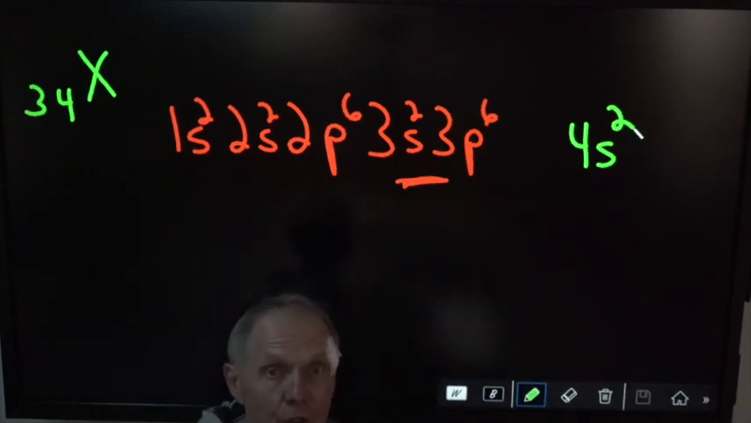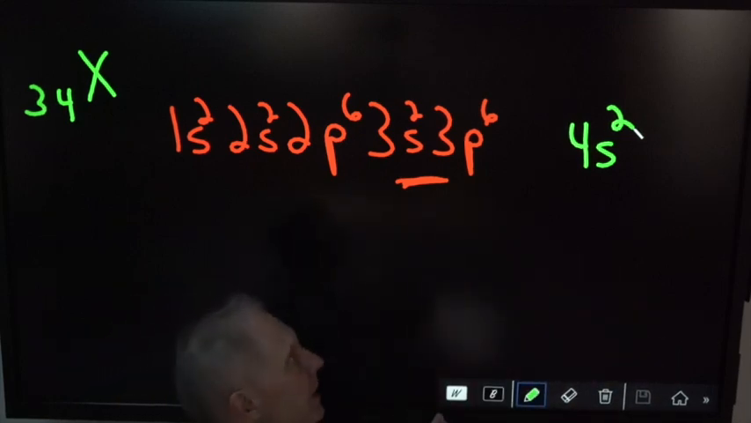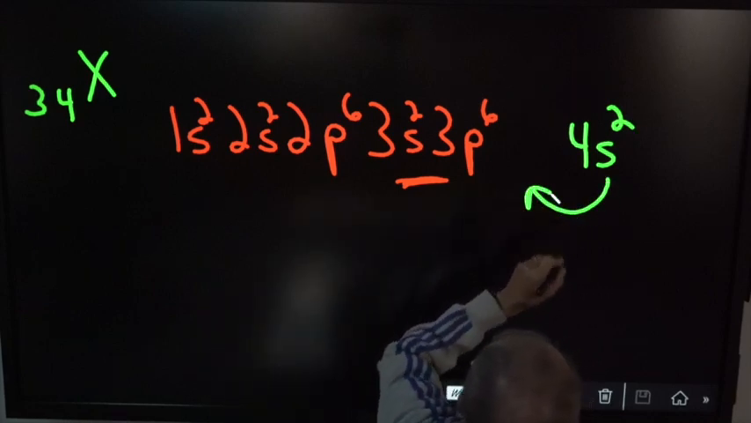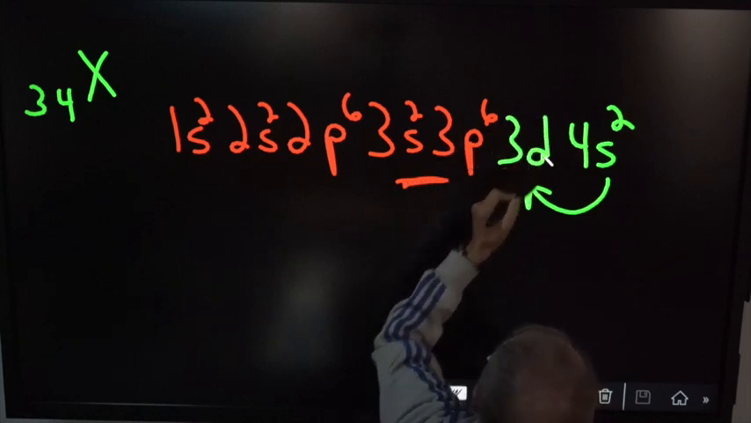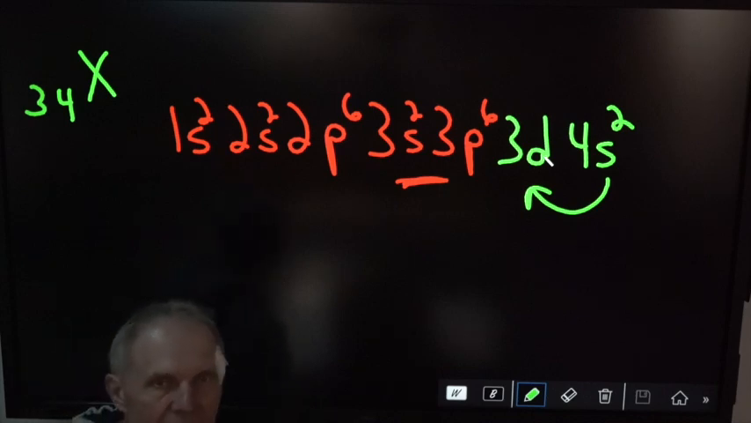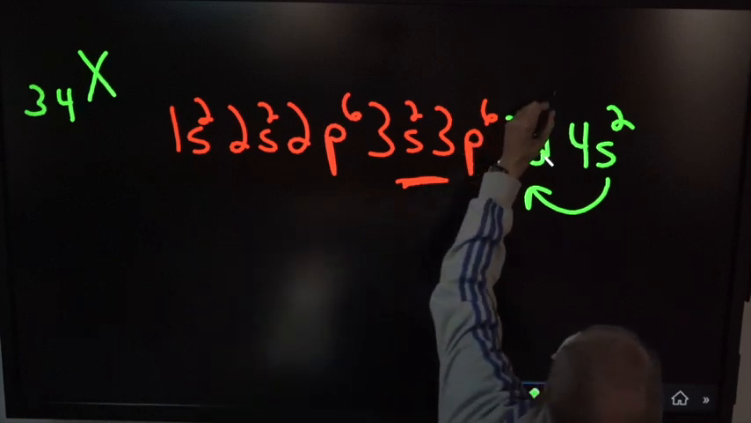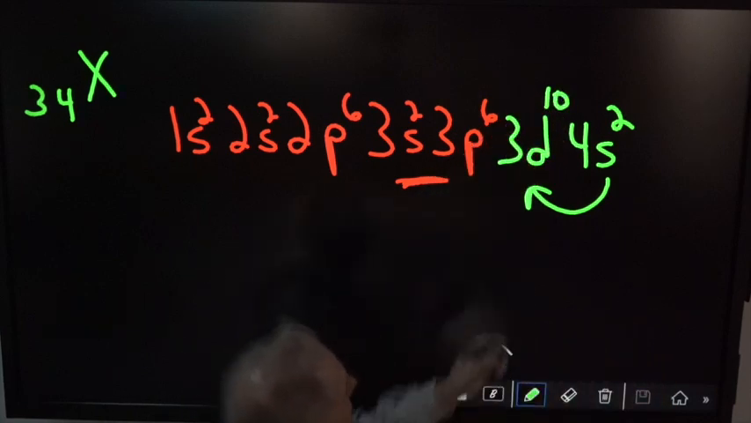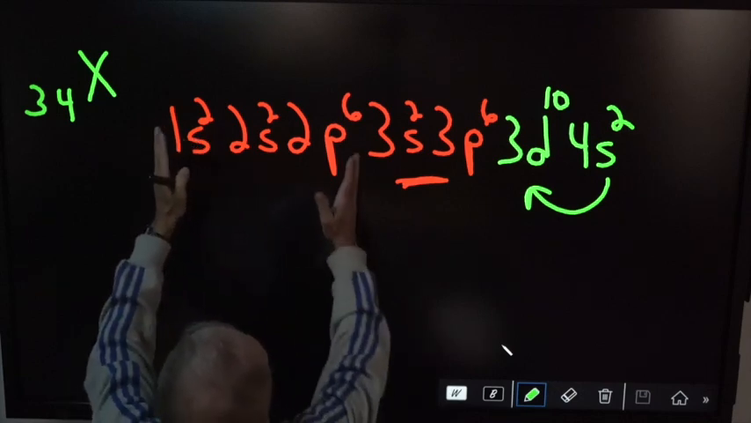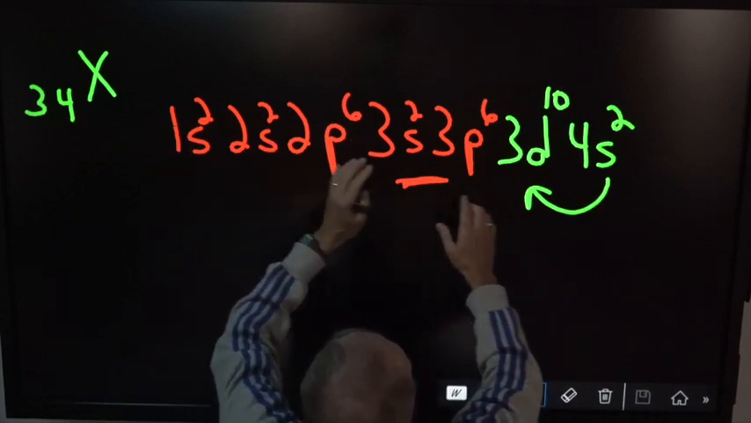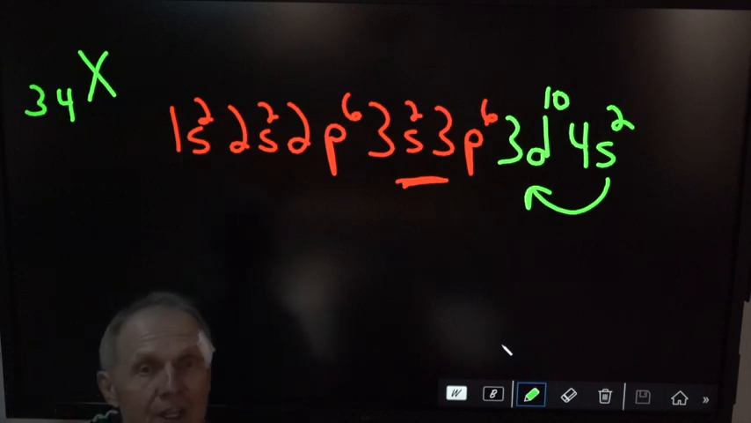So what I can do is now I can go back and fill up the third shell. It's called backfilling. See if I can. The next one is 3D. And since I have 14 electrons left to mess around with, D only holds 10. So it's 3D10. Now, that's called backfilling. Now watch, how many electrons have I used up now? There's 10 there, 20. I've used up 30 electrons. I only have 4 electrons left to mess around with.